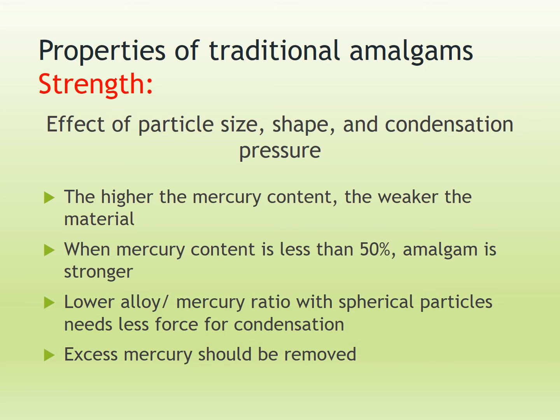The strength is affected by the particle size, shape, and condensation pressure. When there is high mercury content, the material will be weak. So, when the content of the mercury is less than 50%, the amalgam will be stronger. Spherical particles will need less force for the condensation. The excess mercury should be removed after the condensation.